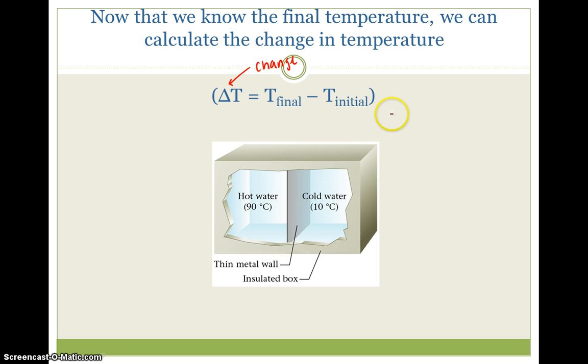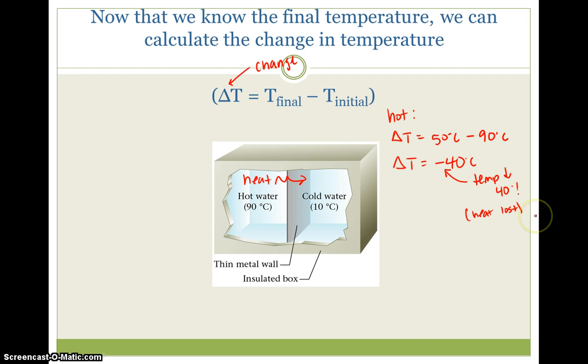So if I go back to this example, and I wanted to calculate the delta T for my hot water, my final temperature of my sample was 50 degrees Celsius, and it started at 90 degrees Celsius. So my temperature change would be a negative 40 degrees Celsius. And that's okay, because what this negative sign means is that my temperature dropped 40 degrees, meaning that I lost heat. So when your temperature goes down, it means that heat is leaving you and going someplace else, and that's fine. So that negative temperature change means heat was lost.